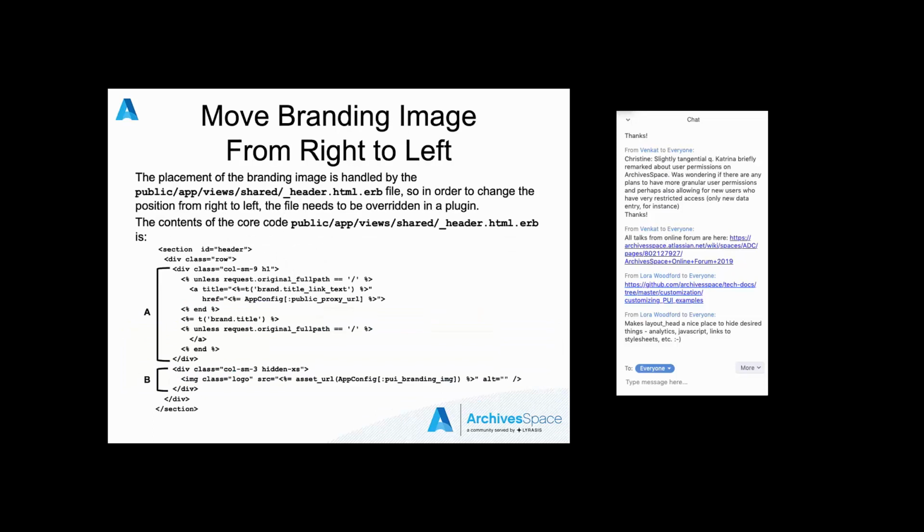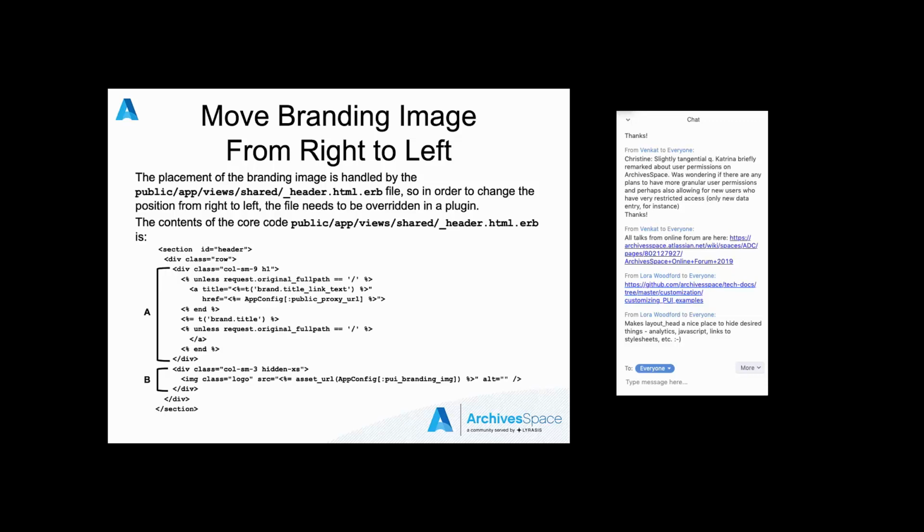One of the things some people would like to do would be to be able to move the branding image from the right to the left. In the previous slide, you saw it automatically is on the right-hand side. So basically, what I had to do is figure out what file actually generates where the branding image is placed. And it is in the public app views shared _header.html.erb file. So in order for me to be able to change that, what I needed to do was add a file in the local plugins directory to make that change.